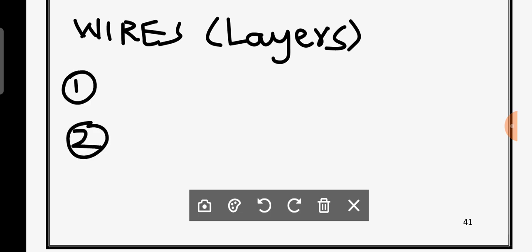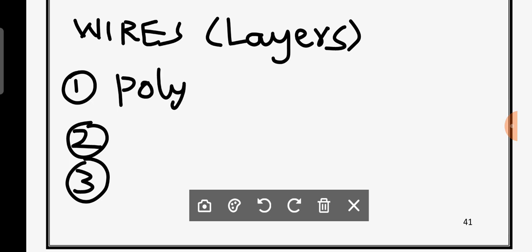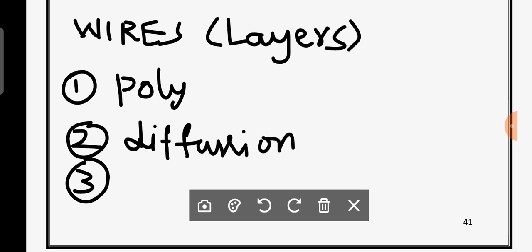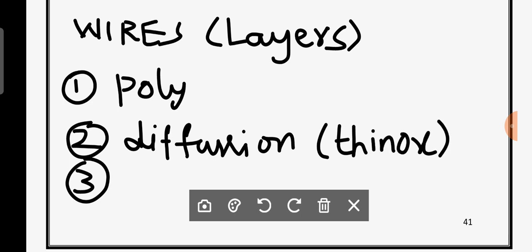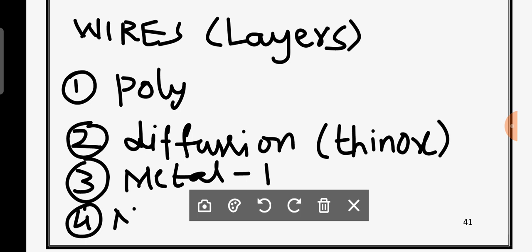Three layers are there. Is it clear? The first layer is poly. The second layer is diffusion. Don't forget, while coming to the lambda based design rules, this diffusion is also called thin ox, that means thin oxide. Then finally, after poly and diffusion, you are having metal. These are the three layers we are having. But this metal is divided into two layers, metal 1 and metal 2. I hope you are clear.